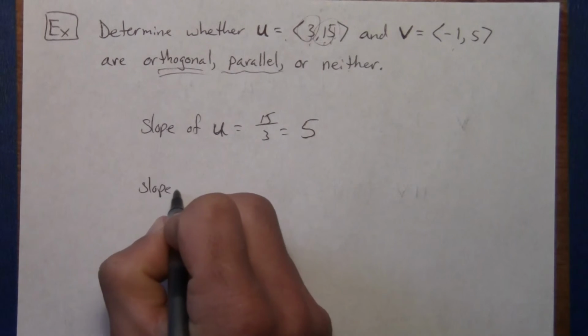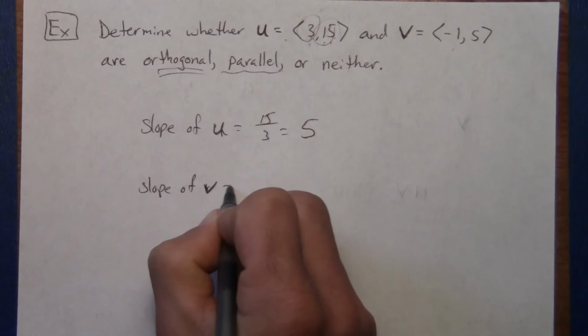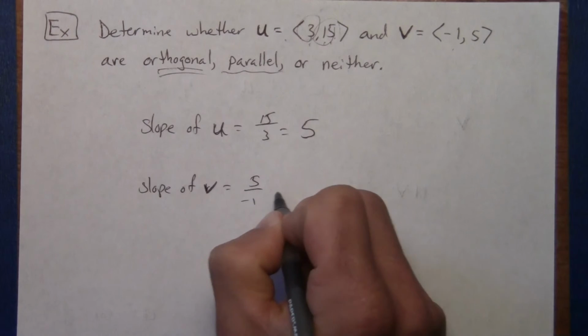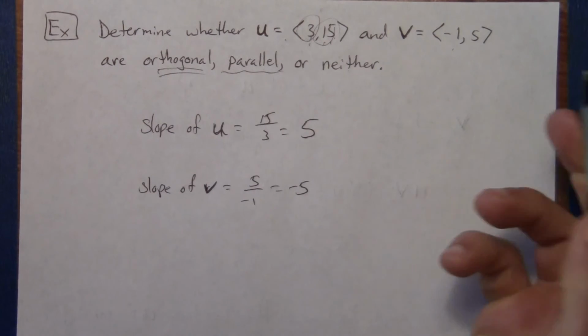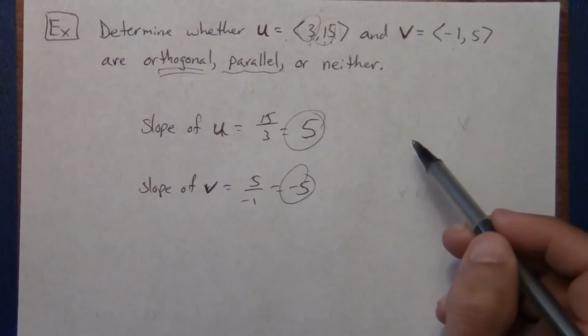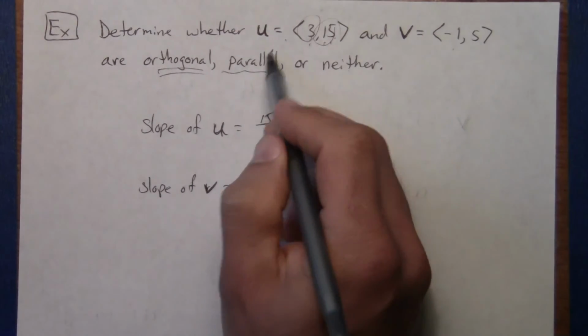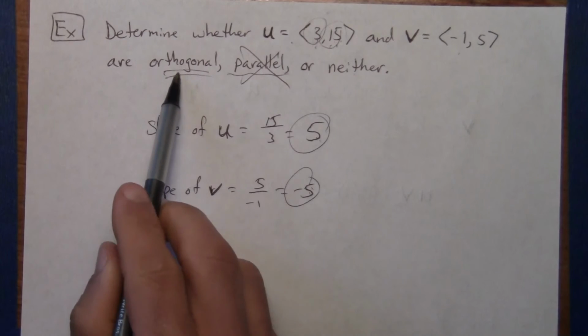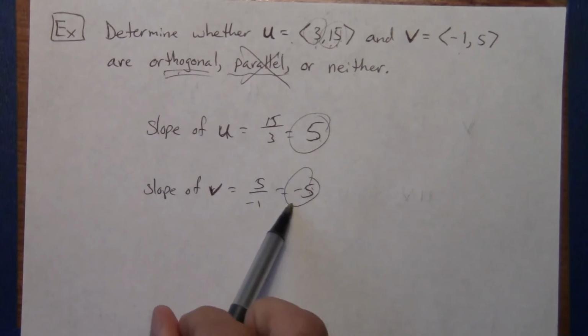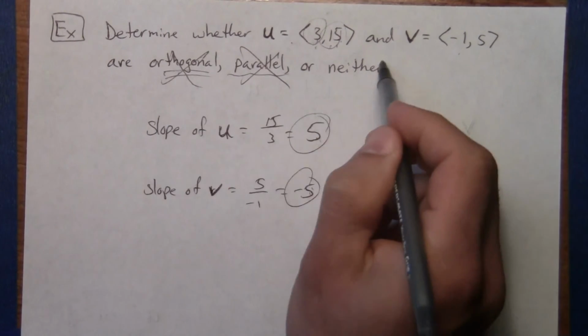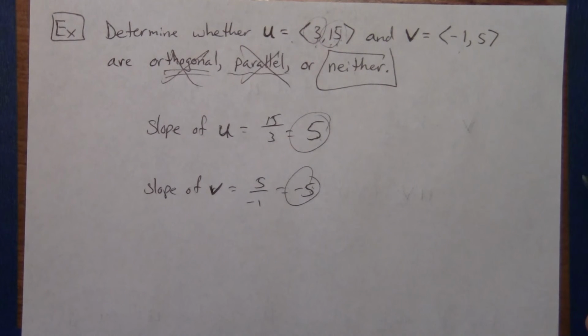Slope of v is going to be 5 over negative 1, which is negative 5. And now I know slopes, if they're parallel, if they're perpendicular, I know what the rule is. Parallel, they have to be the same. Well, definitely not parallel. Orthogonal, they need to be negative reciprocals. They're negative, but they're not reciprocals. This one's neither. And that's probably the quickest way of doing it.